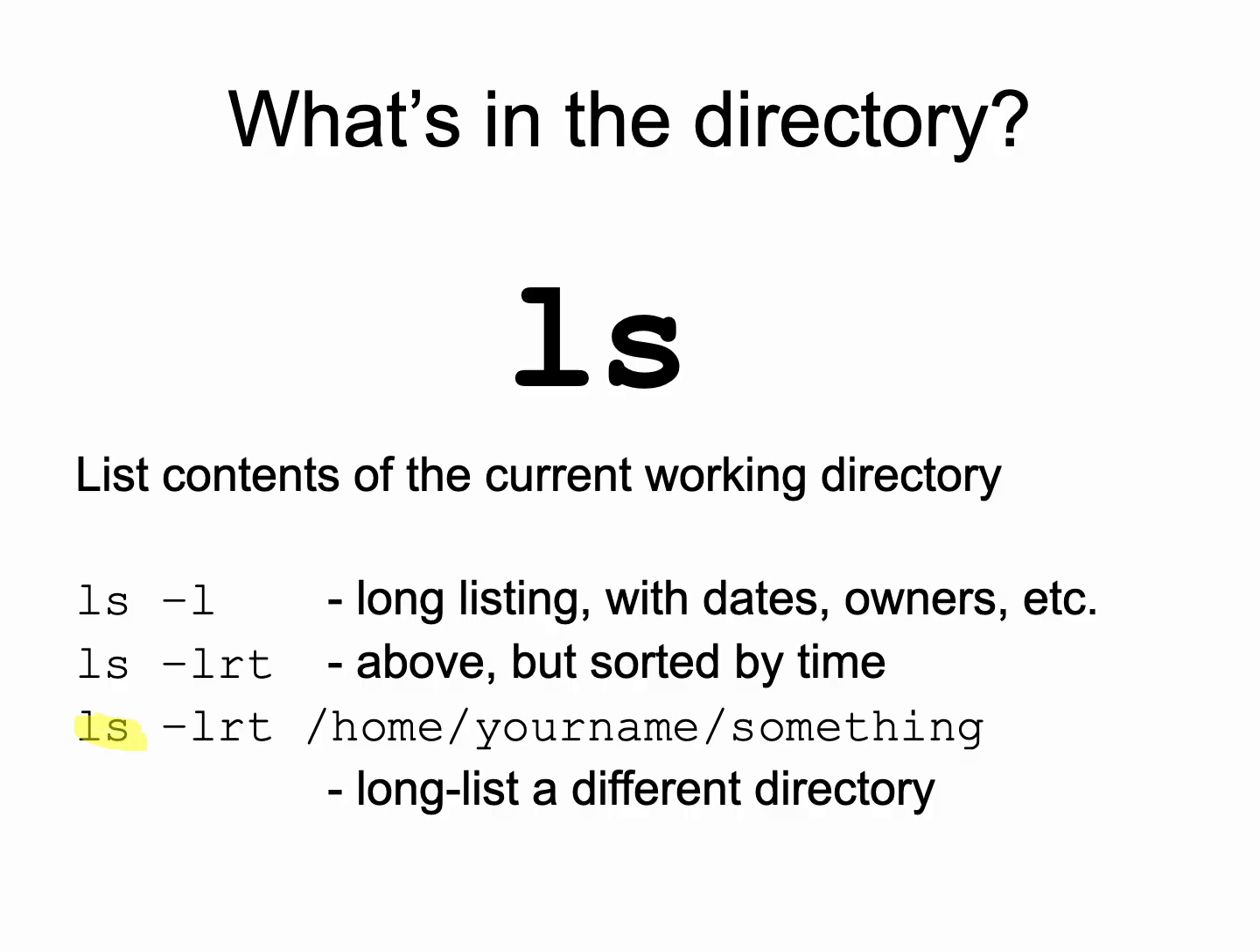You can also do ls of any directory you like. So here's an ls that is listing things from a different directory, where it's set by the absolute path. And of course, you can also do ls dot, which would list the contents of the current working directory. And you can do ls dot dot, which would give you the contents of the directory above.